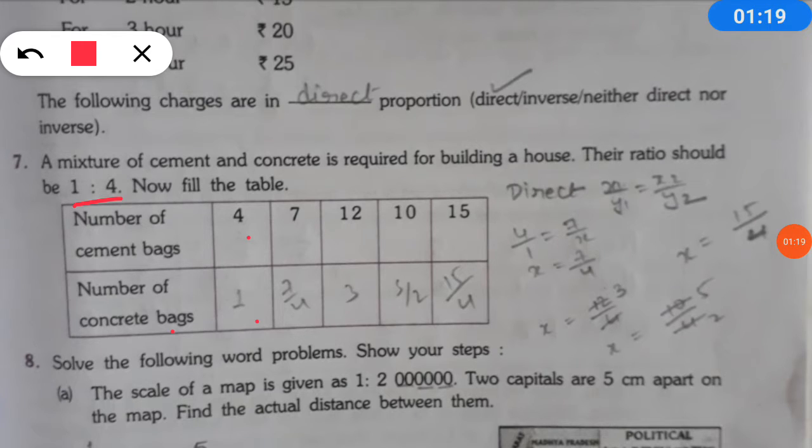1:4 we are having. Now the ratio should be 1:4. The mixture of cement and concrete is required for building. The ratio is given as 1:4. For now, fill the table. Since the table is being given over here, the number of cement bags is 4, then the concrete bags we will have as 1 according to the ratio.